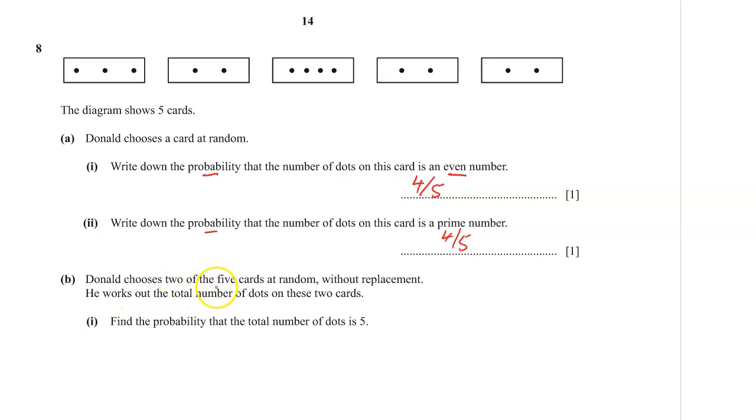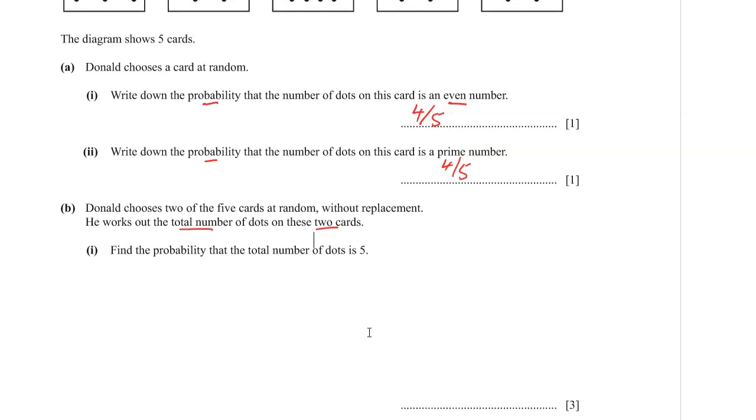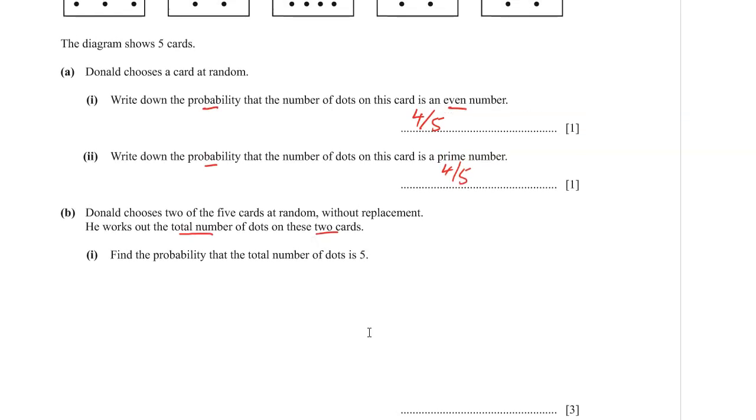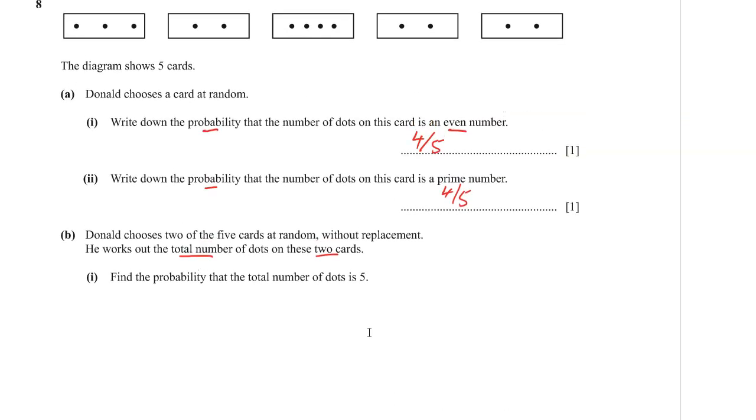Donut chooses 2 of the 5 cards at random without replacement. He works out the total number of dots on these 2 cards, he just adds them. Find the probability that the total number of dots is 5. So we've got to draw a tree diagram here.